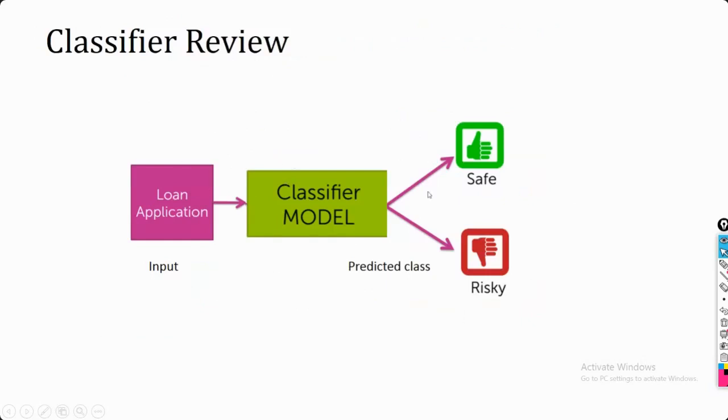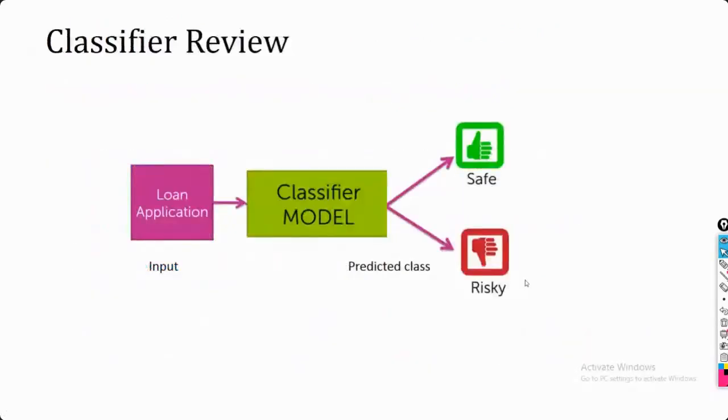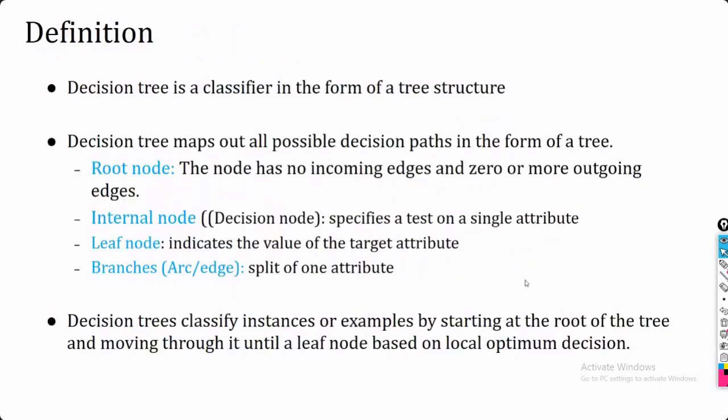I have prepared this model. Here I'm going to supply this loan application, and for that loan application, I don't know what the class label is. So this classifier model is basically going to predict whether it's a safe one or a risky one. Now, this is the basic concept with respect to the decision tree classifier. How we are going to do this, we will see in detail in the coming slides.